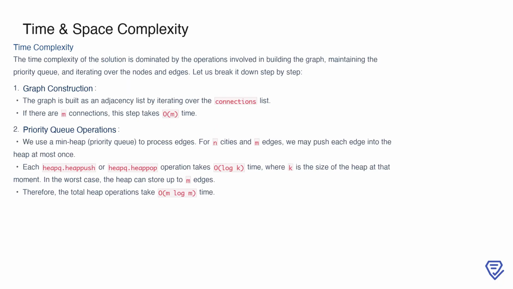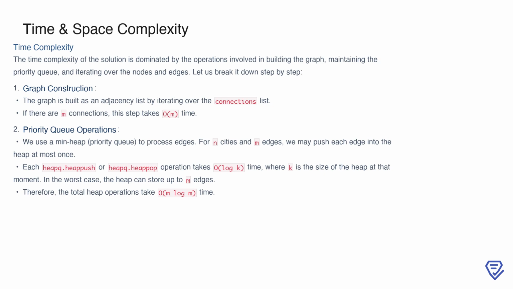In this problem, the time complexity of the solution is determined by 3 main operations: building the graph, managing the priority queue, and iterating through the nodes and edges. First, constructing the graph as an adjacency list involves processing each connection in the input. If there are m connections, this step takes O(m) time since we iterate over the entire list once.